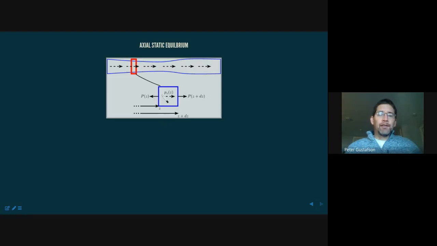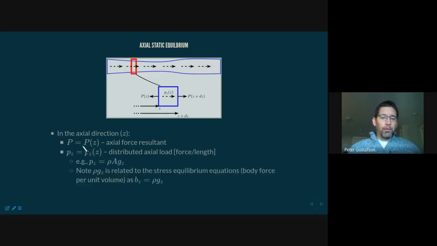And last but not least, conceivably, there could be a body force, something like gravity, that's acting on this in a volumetric sense, pulling it off to the right. So in the axial direction, again, we've defined, this is the definition. I'm going to expose a little bit more of the wording here.